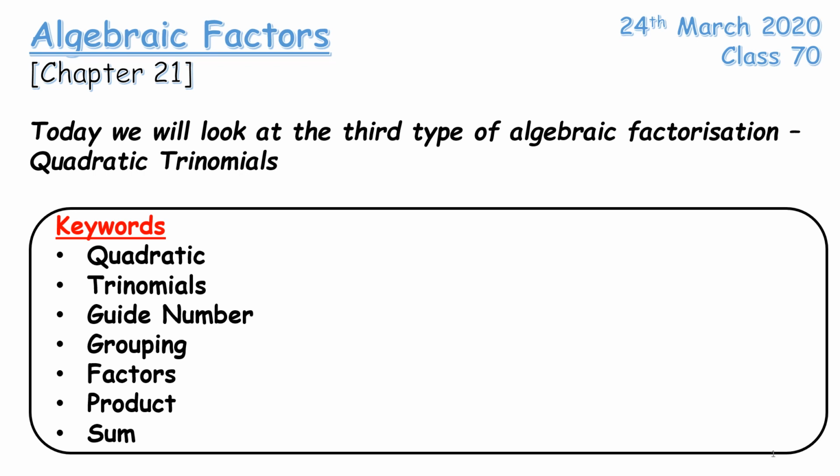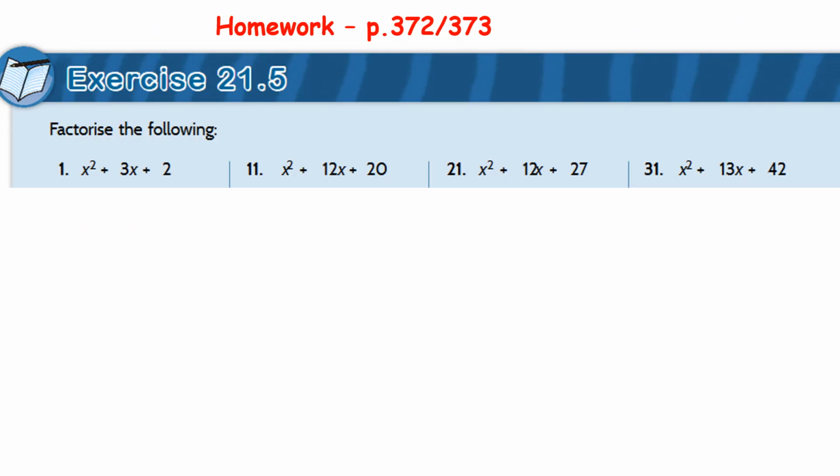So it's the 24th of March 2020 and it's class number 70. We're going to continue to look at the third type of factorization today, so quadratic trinomials. So I'm going to first of all review the homework that you did last night. I'm going to go through each one.